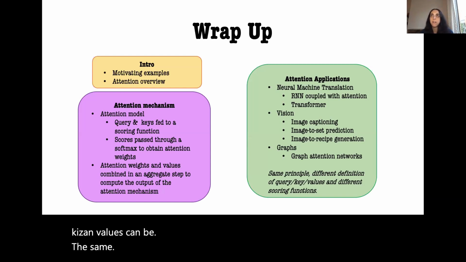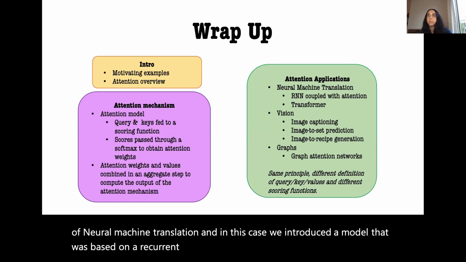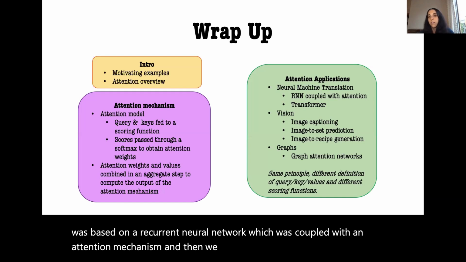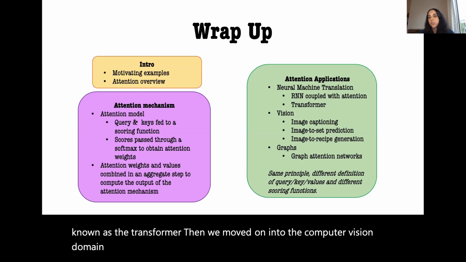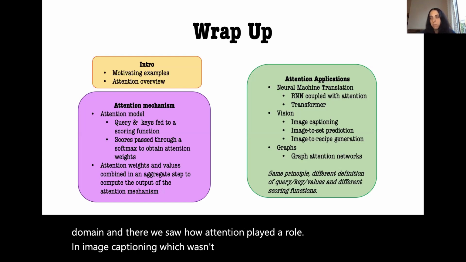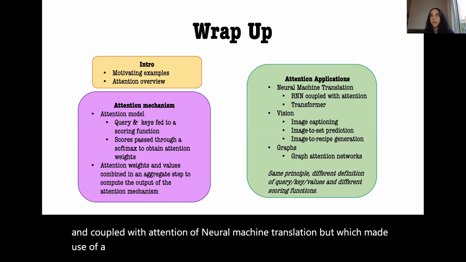Finally, we covered a few attention applications. We started with the task of neural machine translation. In this case, we introduced a model that was based on a recurrent neural network, which was coupled with an attention mechanism. And then we introduced another model, which is known as the transformer. Then we moved on to the computer vision domain, and there we saw how attention played a role in image captioning, which was an architecture that reminded us of the RNN coupled with attention of neural machine translation, but which made use of a CNN encoder instead of an RNN encoder.